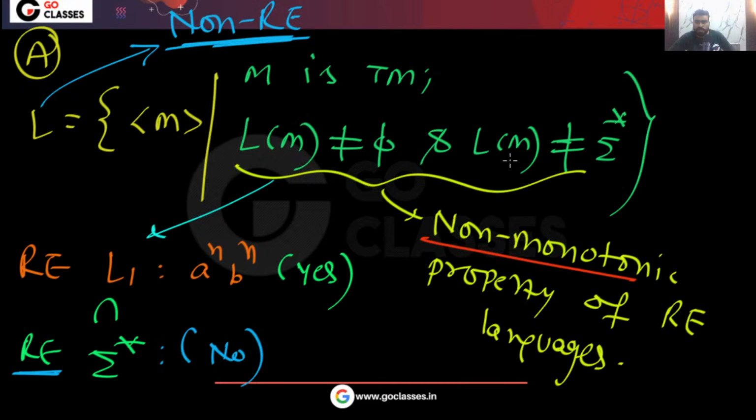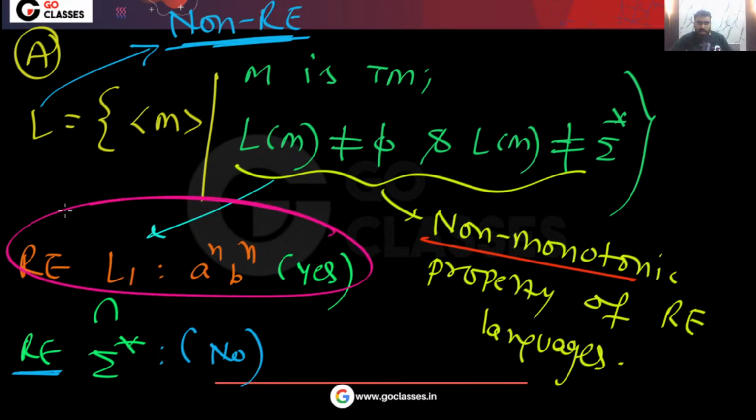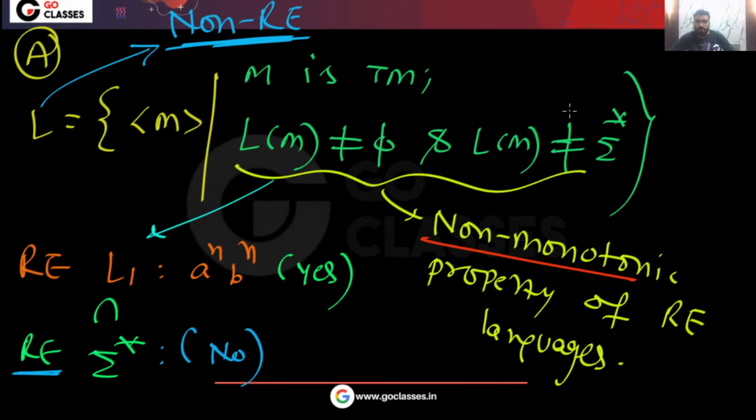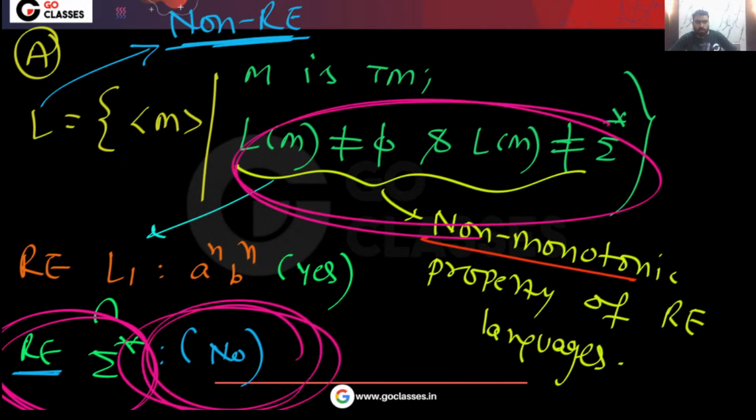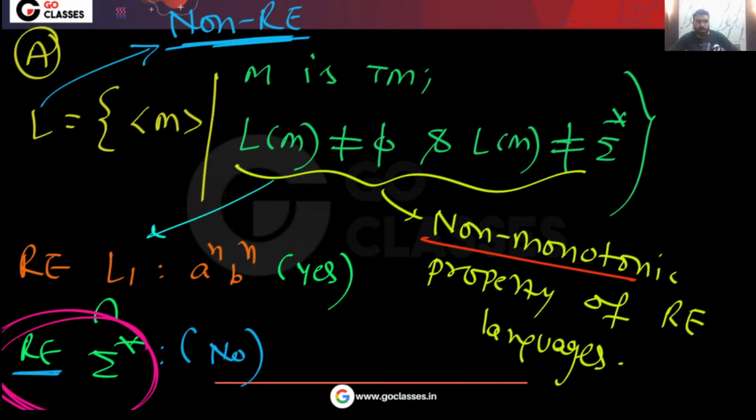What is the reason? Please notice, I can give you an RE language which satisfies this property. Now I can give you a superset RE which will not satisfy this property. So this is a non-monotonic property, and that is the reason this L is not RE.